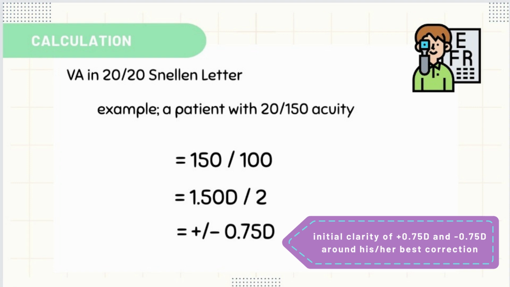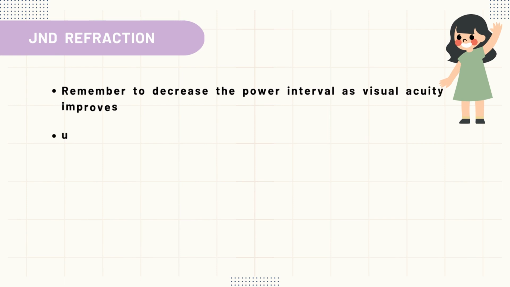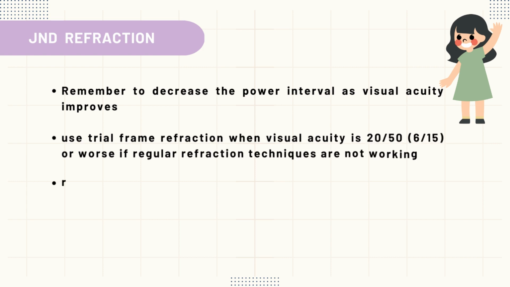The method is to just divide the patient's acuity by 100, then divide it again by 2, then you will get the patient's JND. Simple. So in the JND refraction technique, remember to always decrease the power interval as visual acuity improves. This means that we should always check the patient's VA and change the JND lenses.